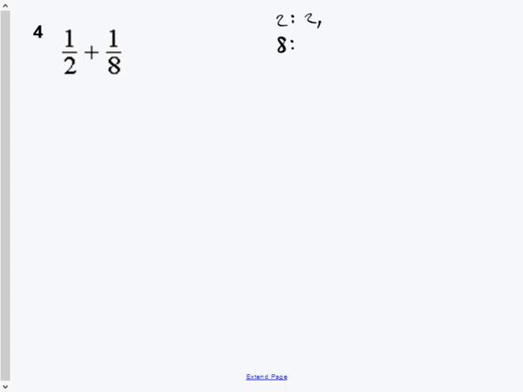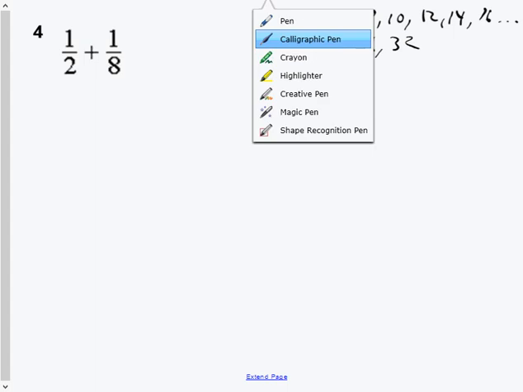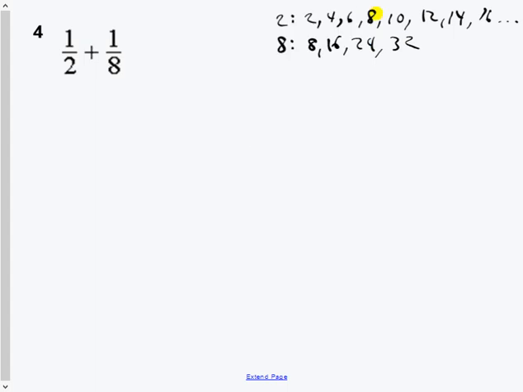If we think of the multiples of 2, we have 2, 4, 6, 8, 10, 12, 14, 16, and we can go on to infinity, because those are all multiples of 2. And if we think of the multiples of 8, we have 8, 16, 24, 32. And then if I asked you, what multiples do those two numbers share? The first one they share is 8. The second one they share is 16. And eventually they would share 24 and 32 as well. But with that said, the first multiple they share is 8.